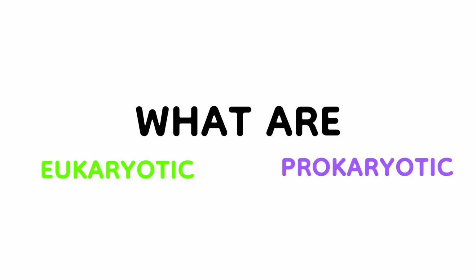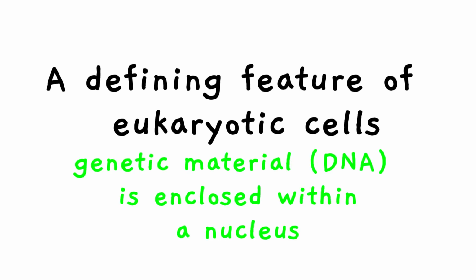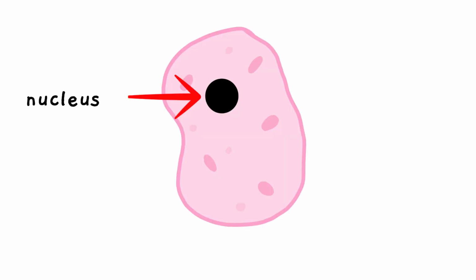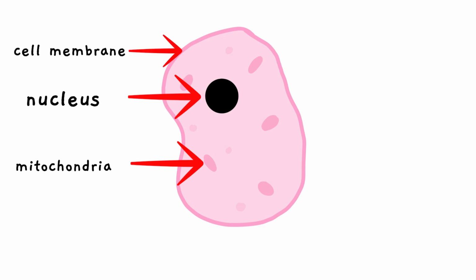Let's start with eukaryotic. A defining feature of eukaryotic cells is that their genetic material, DNA, is enclosed within a nucleus. That's the round blob you often see in the middle of a cell diagram. Eukaryotic cells also contain membrane-bound organelles, such as mitochondria, which are responsible for respiration. They have a cell membrane, which controls what enters and leaves the cell, and cytoplasm, where many important chemical reactions take place. We'll go into more detail about the other organelles in future videos.